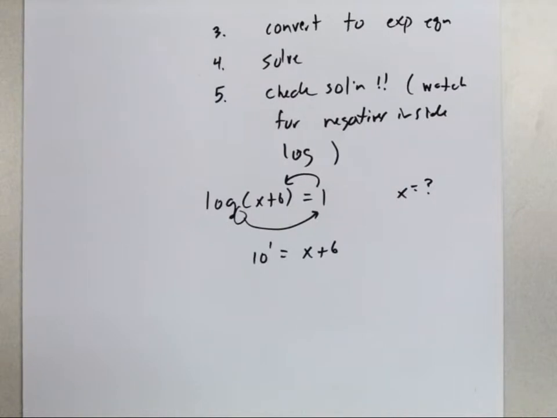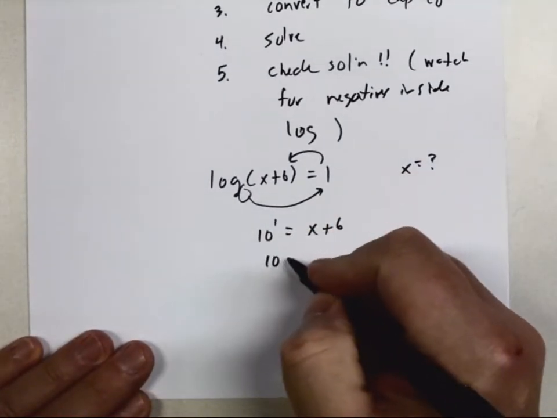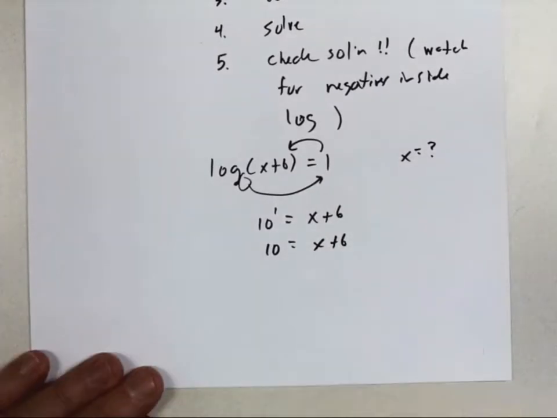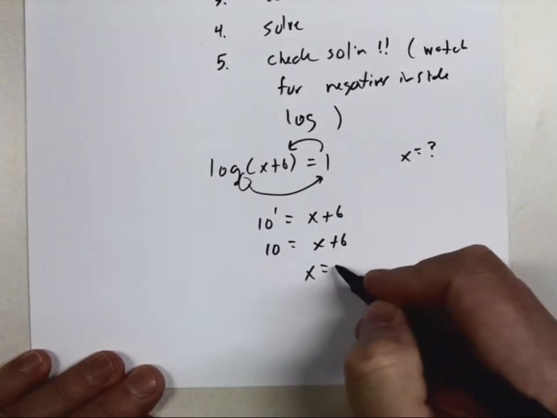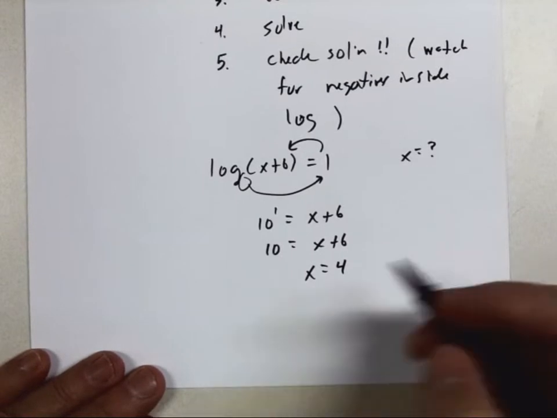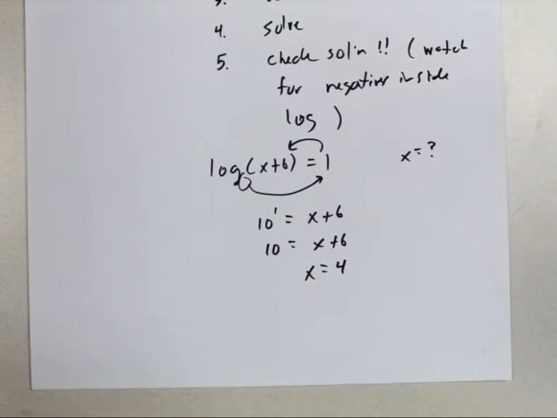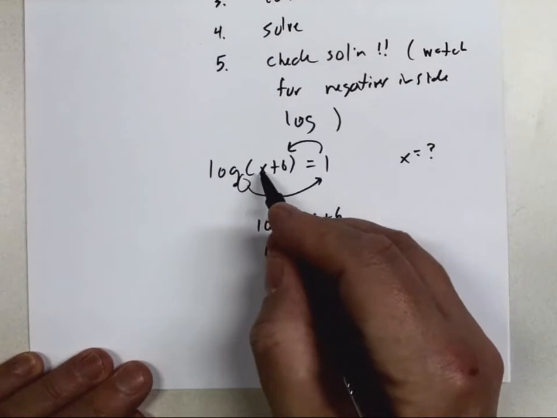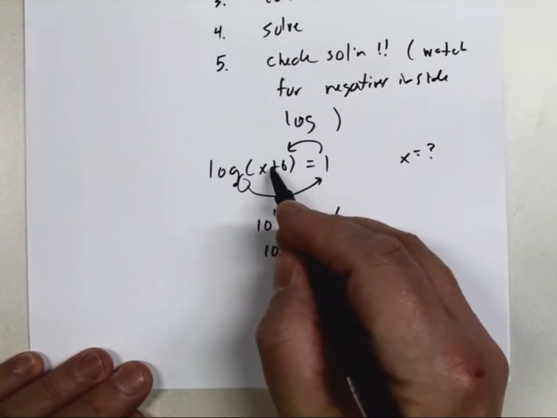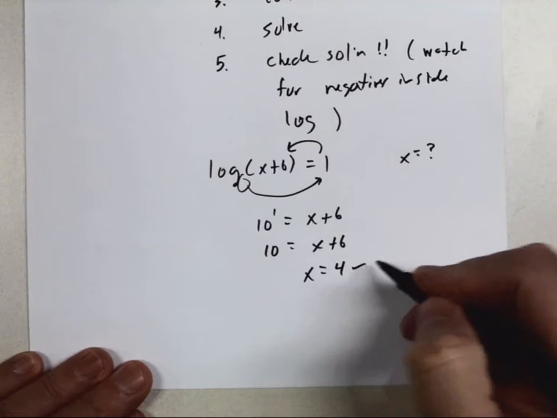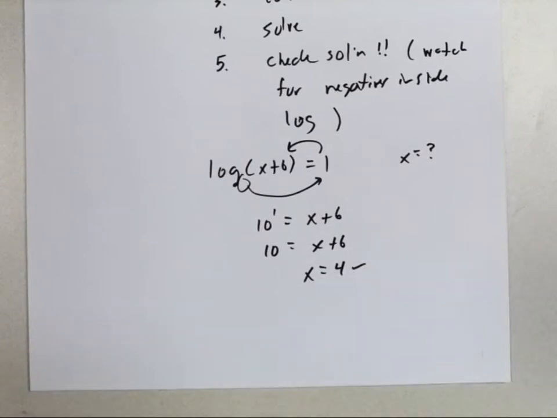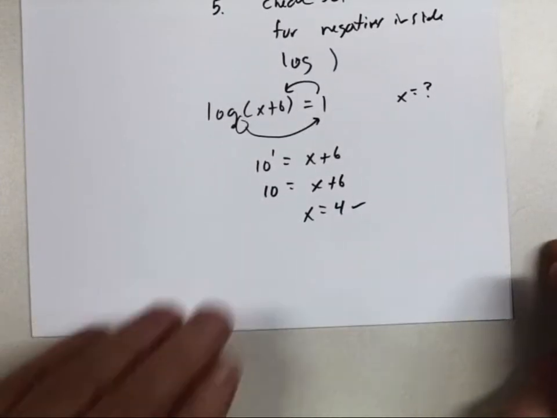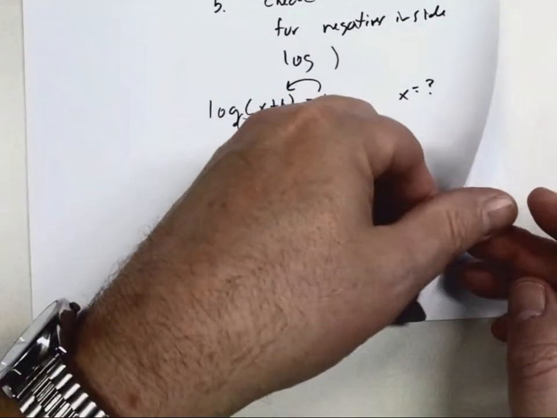Pretty easy. And now you look, solve this equation. Very simple equation to solve. X equals 4. However, don't forget, you got to check your solution. And I plug in 4 in for x. This becomes log of 10. It's okay. Not too hard. Let's do some more.